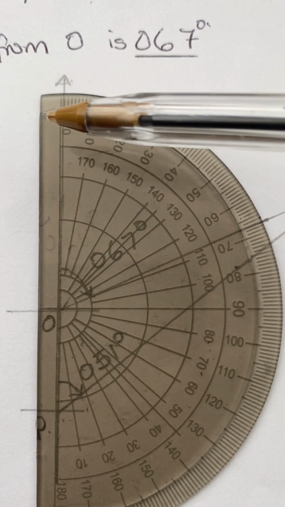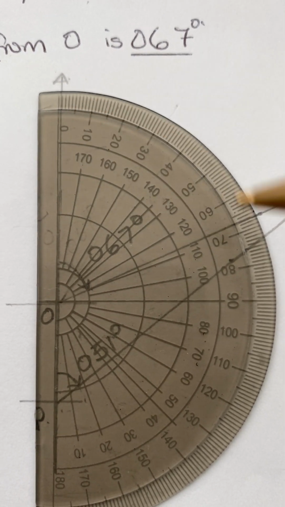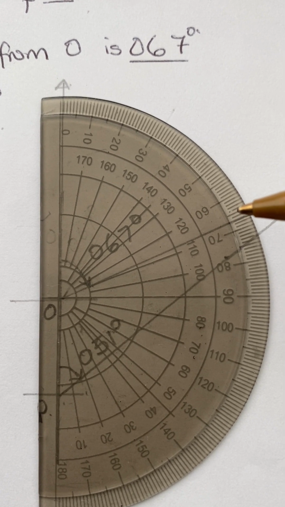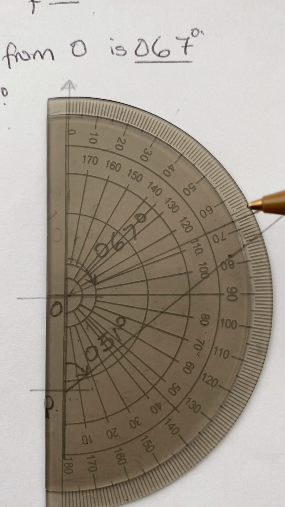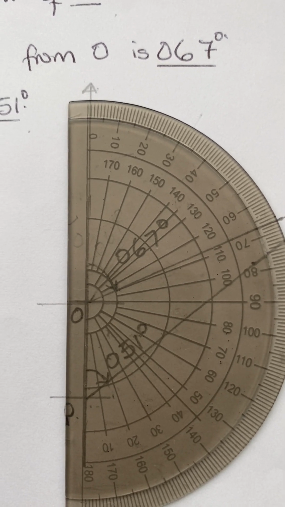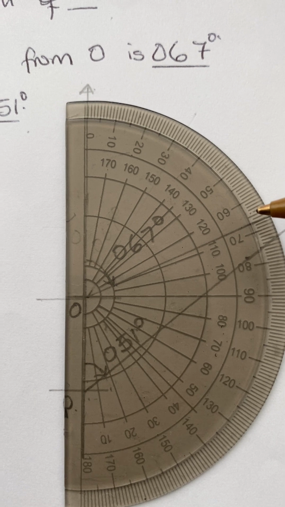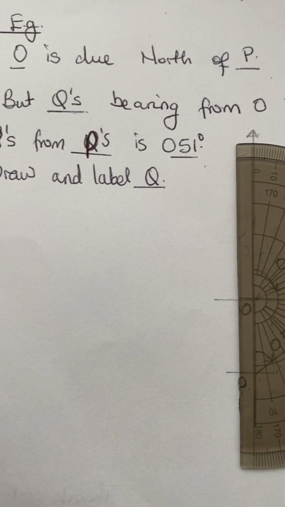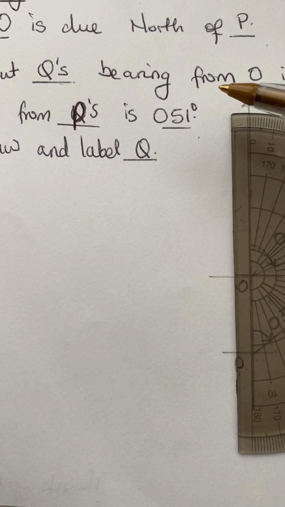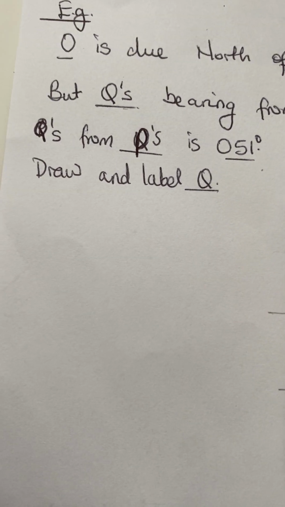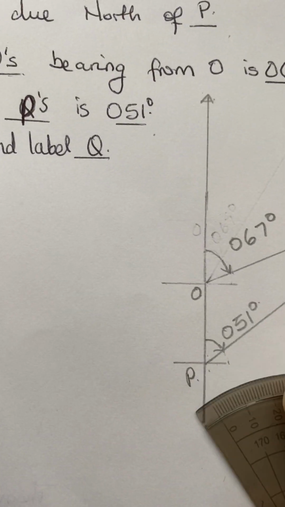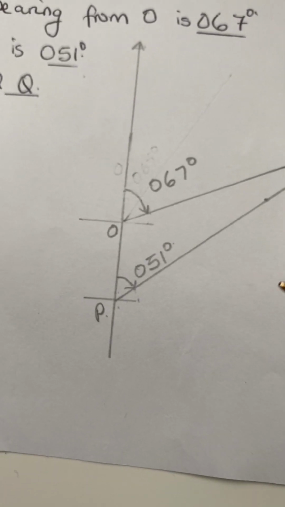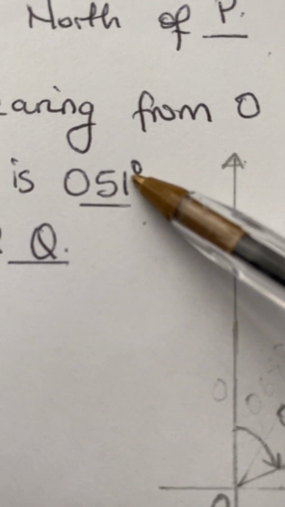So now if you look at this from 0, it's not quite, but it's past this, it's about 065. So it's near, it's about 067 degrees, that one. Q from P is 051. So now we know that Q will be on this line here, but we want to measure 051.